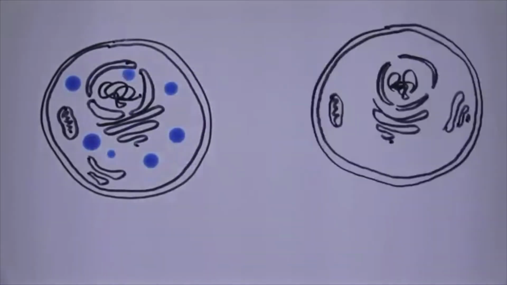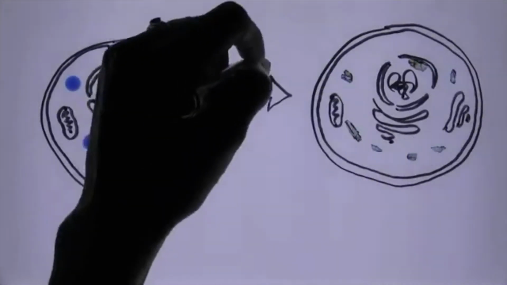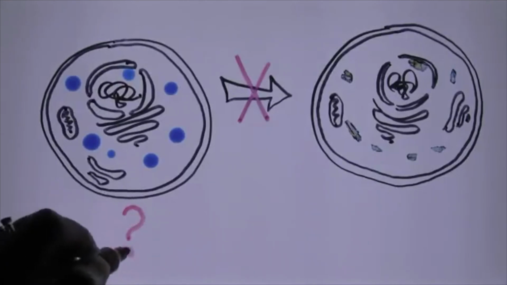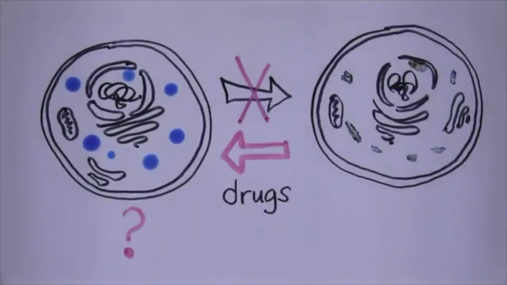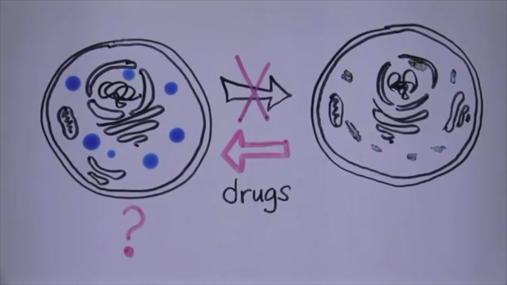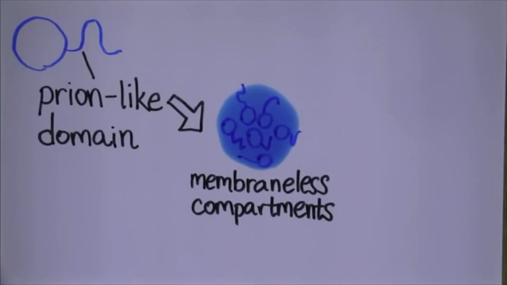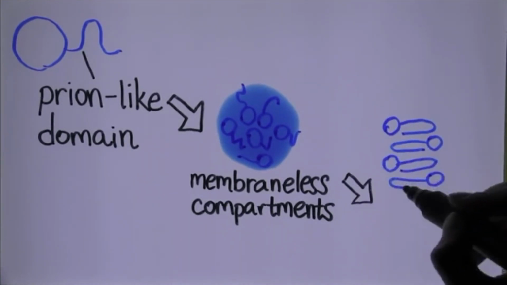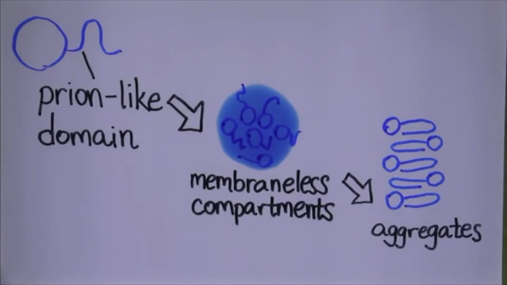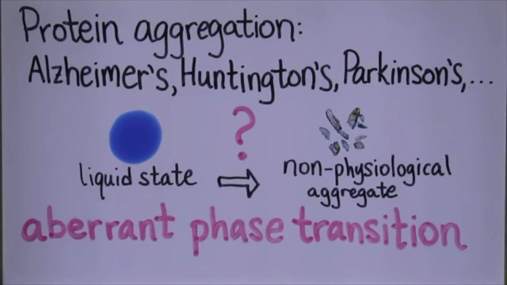Many questions remain for the future. How does a cell prevent liquid to solid phase transitions? Why are young cells protected against disease? And can we identify drugs to slow down or reverse these aberrant phase transitions? It's very likely that many prion-like proteins form liquid compartments and, with age, turn into disease-causing aggregates. Thus, our findings could provide a general explanation for why protein aggregates are a hallmark of so many age-related diseases.